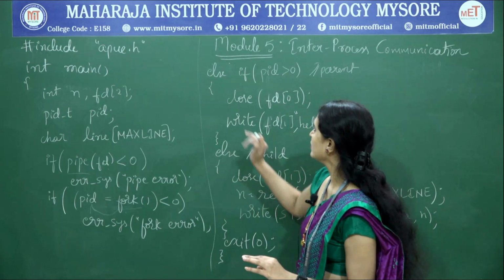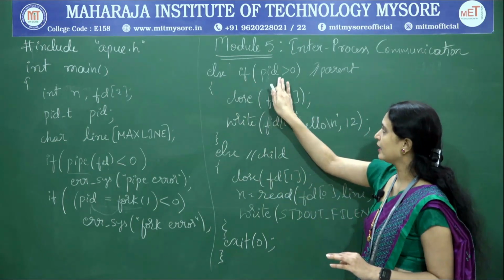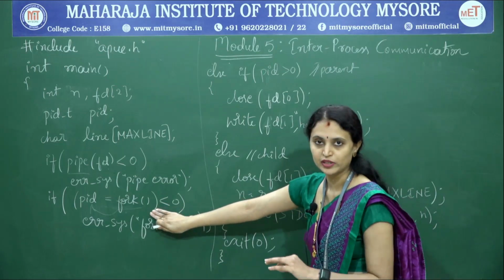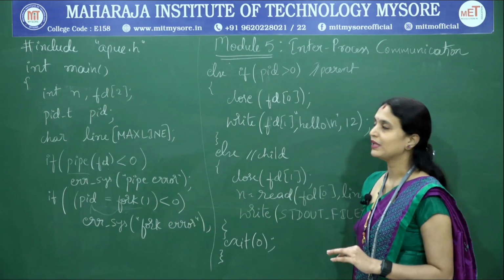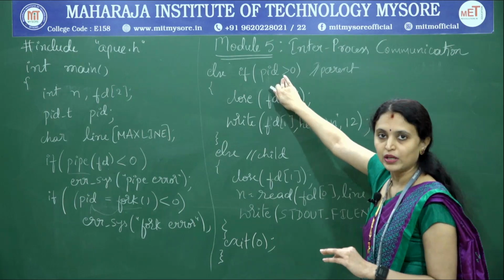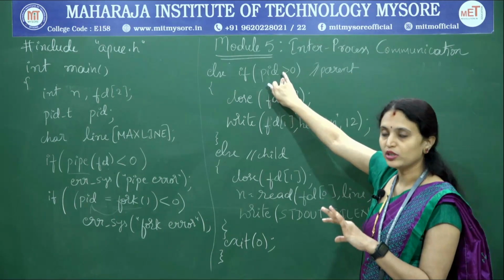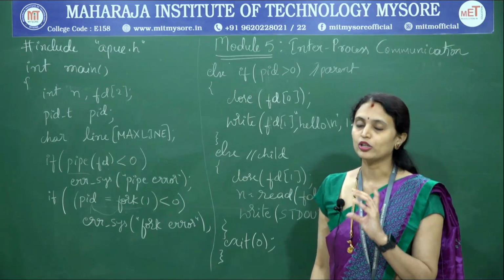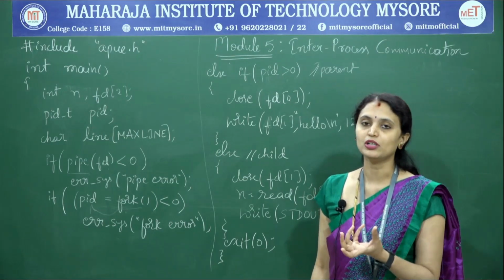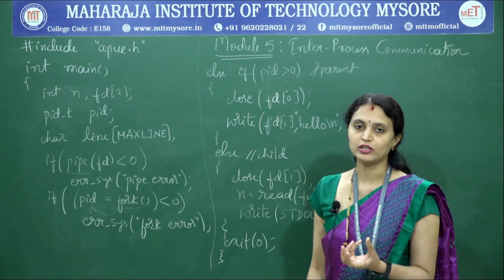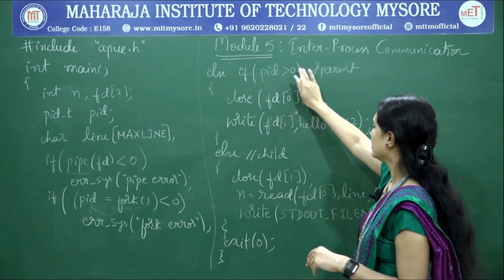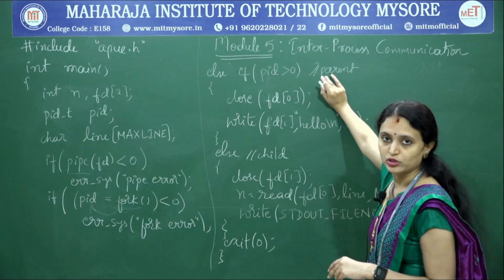Later, else if pid greater than 0, that means it is executed successfully, and we are checking whether the pid is greater than 0. If it is greater than 0, it indicates the parent process. We have already discussed the fork system call in module 3. It returns two types of PID, so if it is greater than 0, then it is the parent process.